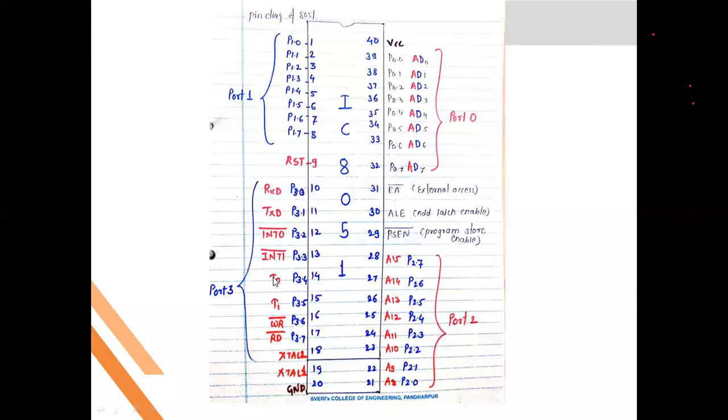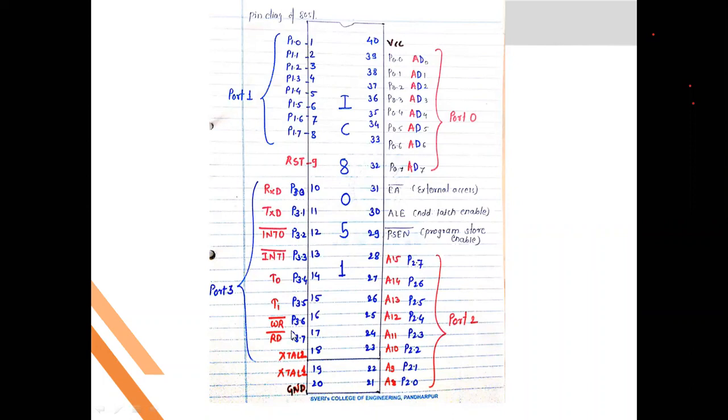In the features, we have mentioned that we can connect two external interrupts to the microprocessor. So here interrupt 0 and interrupt 1. By using these two pins, 3.2 and 3.3, we can connect external interrupts. Now see here are some control bits for the timers, that is T0 and T1. And here are the pins for the reading and writing operations.